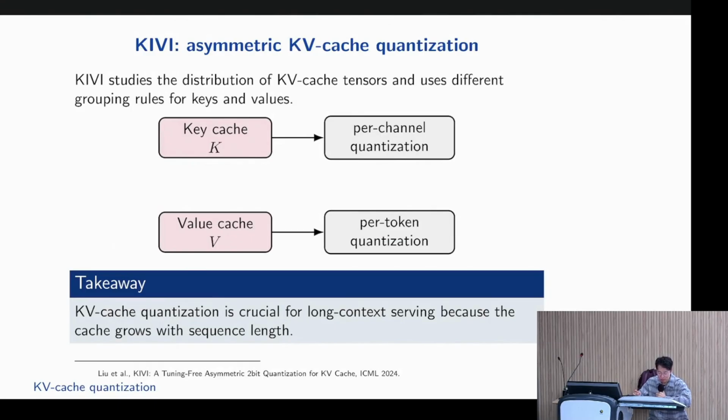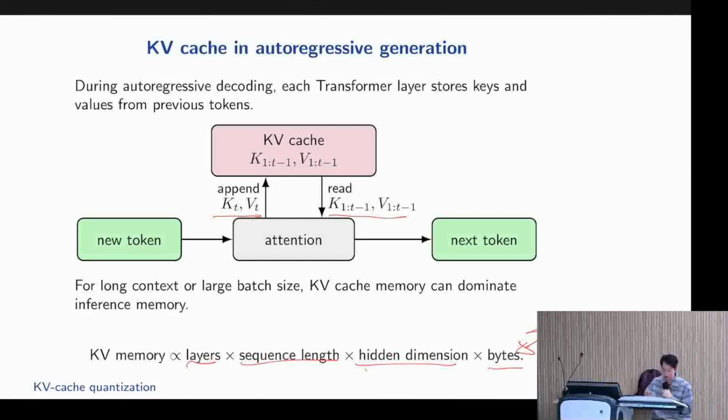This paper proposed for the key cache quantizing along the channel dimension, and for the values you quantize per token. It leads to less quantization error. But the specific detail is not important. The important takeaway for students is you can also quantize the KV cache without losing much of the performance. Why? Because the KV cache memory is also a function of bytes. So if we can cut this by a quarter, that's a significant saving.